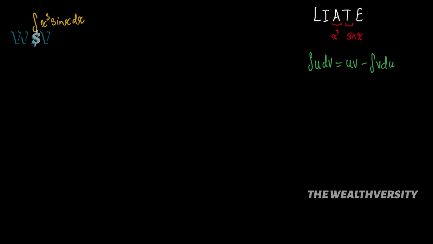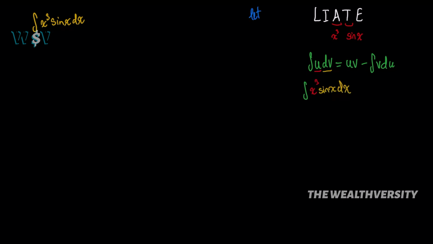Let's look at another example. We have the integral of x cubed times sine x dx. So using LIATE, we know that x cubed is represented by algebra, so A, and sine x is trig, so T. Now looking at our formula, since x cubed is ranked higher than sine x, it will be u, and sine x dx will be dv.